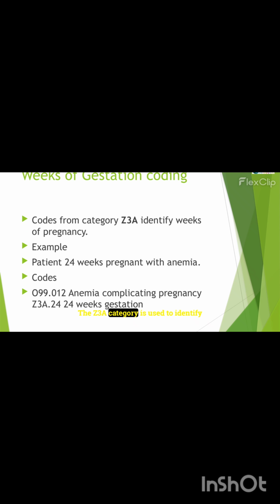The Z3A category is used to identify the exact weeks of gestation. Think of this as a secondary detail that completes the picture. For example, if a patient is 24 weeks pregnant and has anemia, you would first code O99.012 for the anemia complicating the pregnancy, and then add Z3A.24 to specify that she is exactly 24 weeks along.